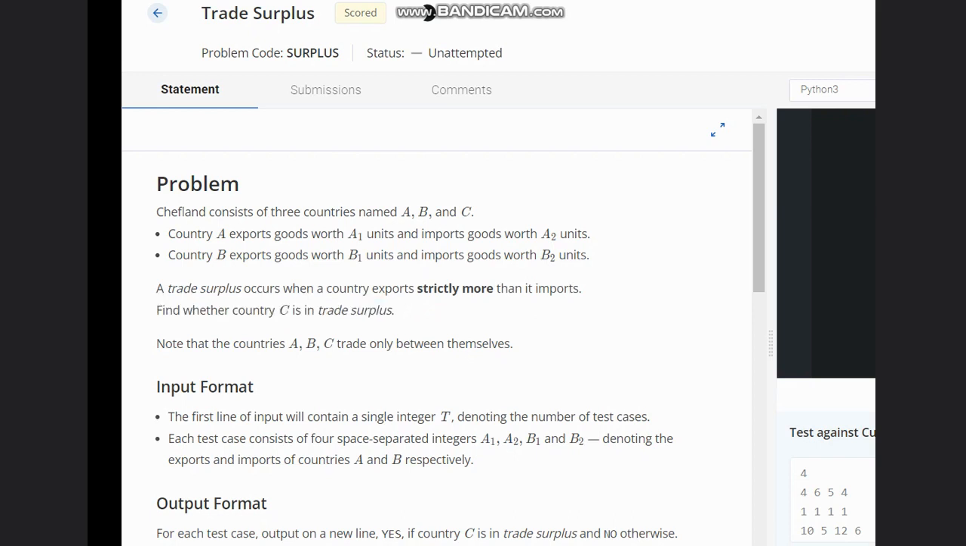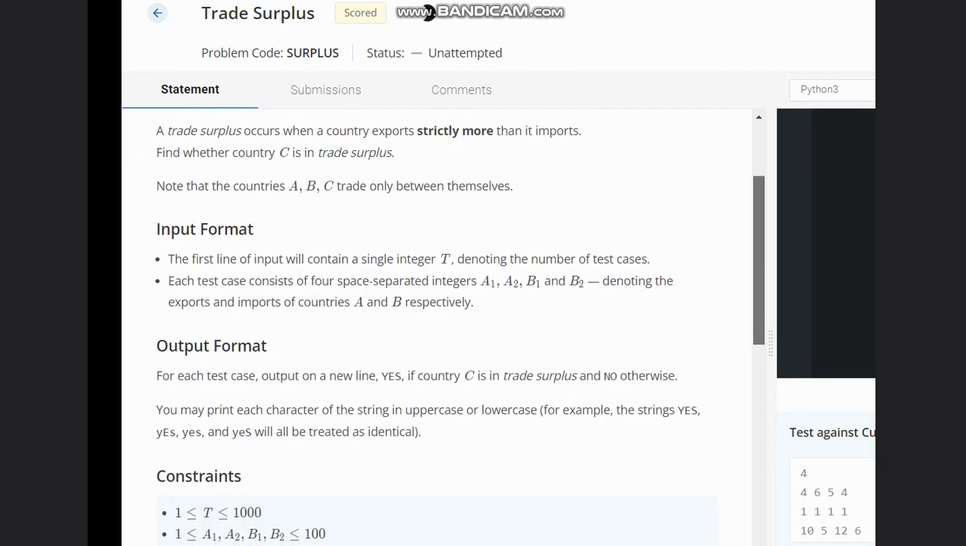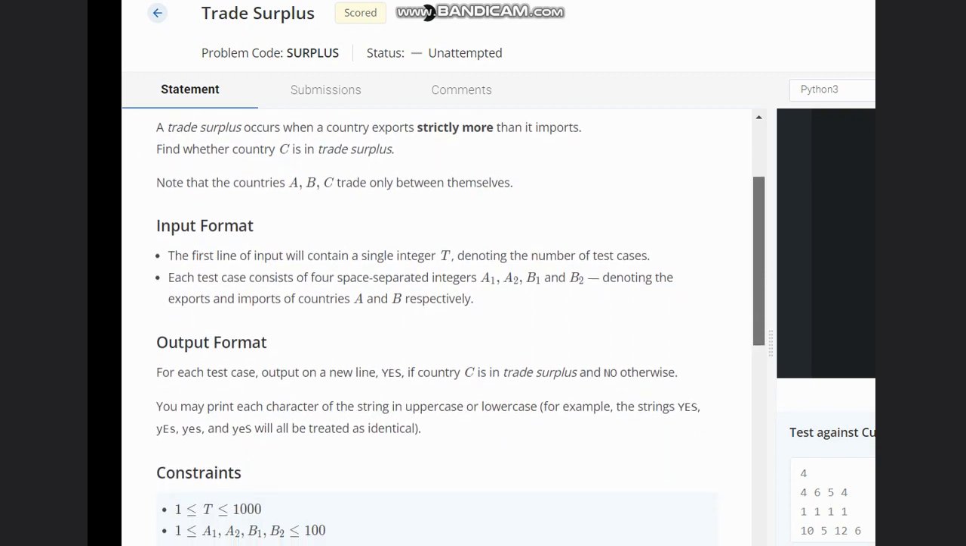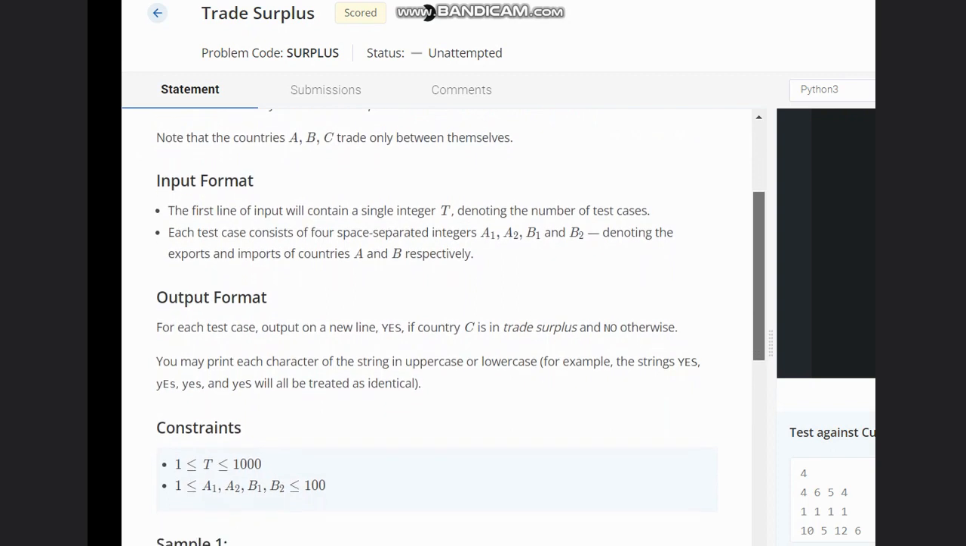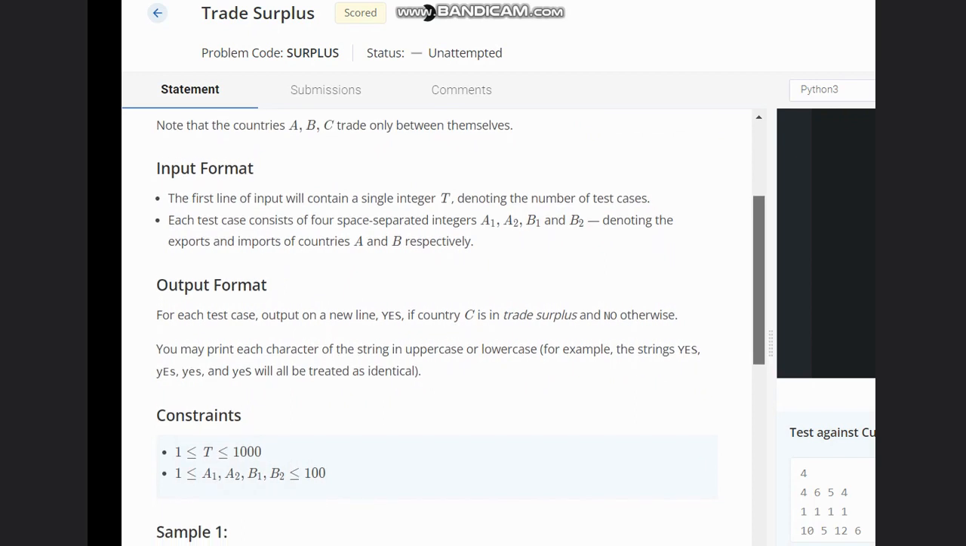A, B, C trade only between themselves here, and the input format is T, which is the number of test cases, and A1, A2, B1, B2, denoting exports and imports of countries A and B respectively.